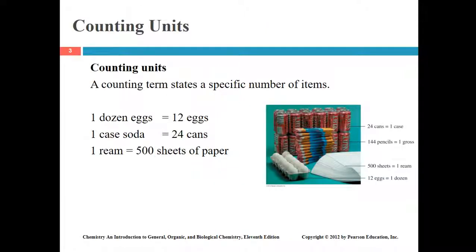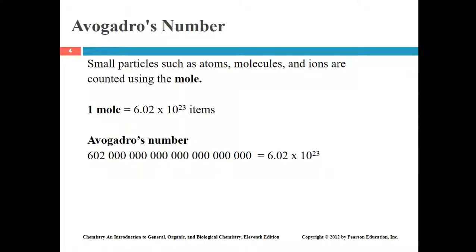Just like a dozen eggs means 12, and a case of soda usually means 24 cans of soda, and a ream is 500 sheets of paper, and a pair of shoes would be 2 shoes. We have a mole is 6.02 times 10 to the 23rd items. Now that's a really big number. You'll notice how big that number is.